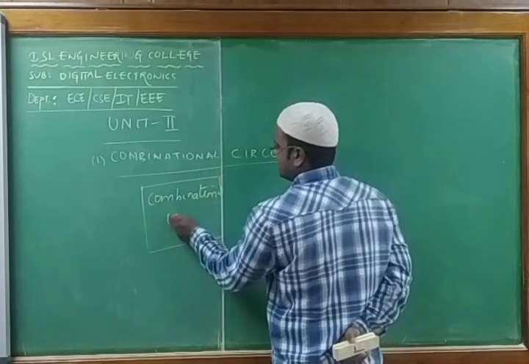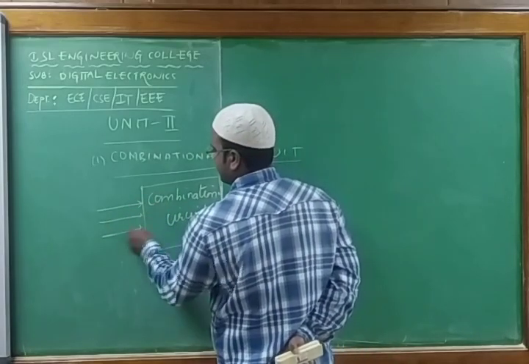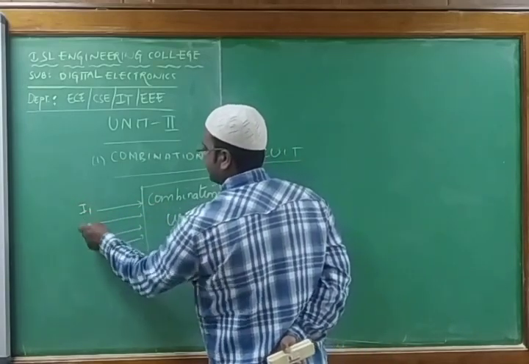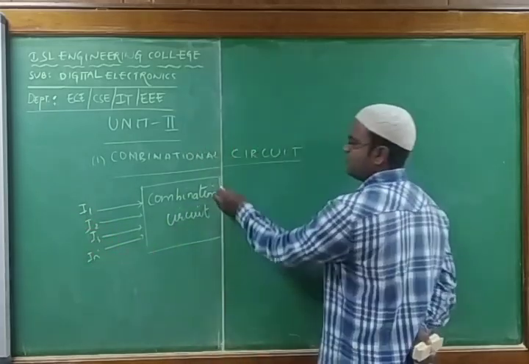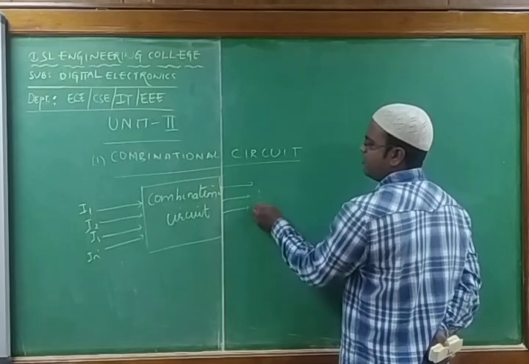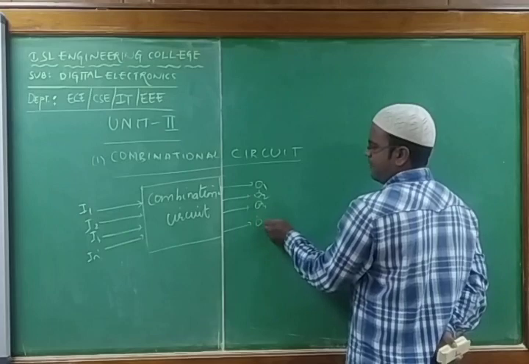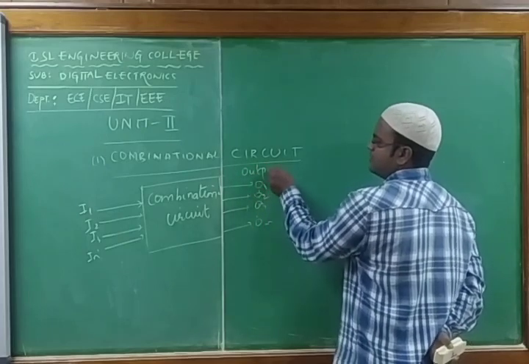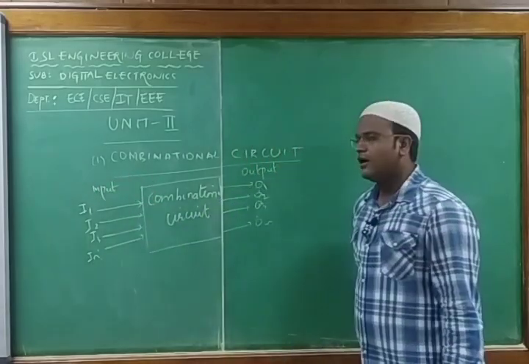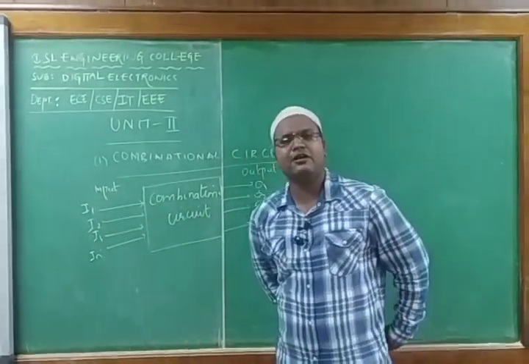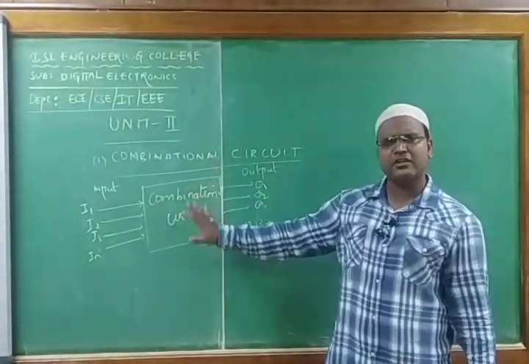So I am using a combinational circuit. In this, I am connecting different inputs to it. Suppose I have input I1, input I2, input I3, and so on, input In. I just want to find out the output. In the same way I have outputs O1, O2, O3, and so on, On. This is my output part and this is my input part. So I am giving different inputs to one particular combinational circuit.